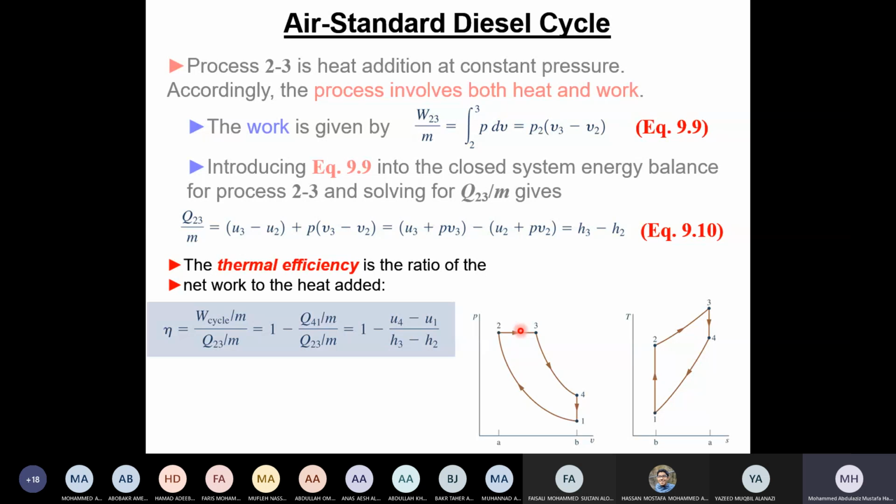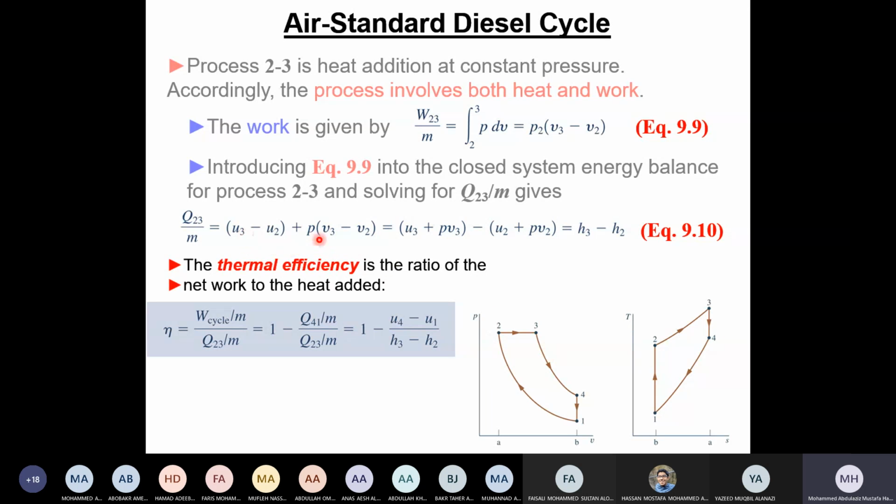What I do here is apply the first law for this process. Q is equal to delta U plus the work done. In the Otto cycle, the work was 0 because it was vertical. Here, the work is not 0. So the work is P (V3 minus V2). So this is the difference here from the Otto cycle. In the Otto cycle, this was 0 because this was vertical. Now the work is P (V3 minus V2).